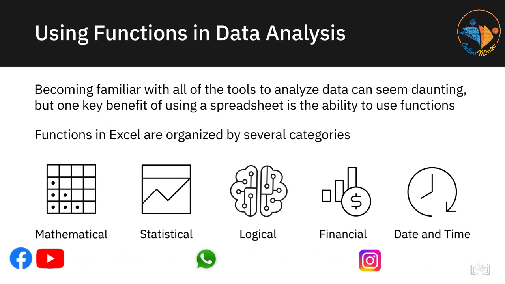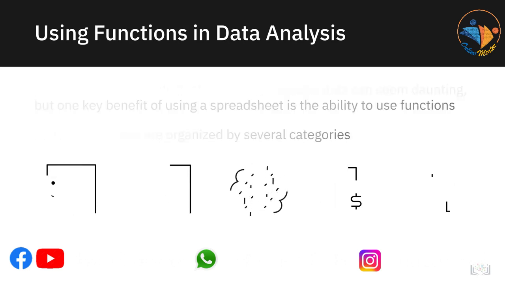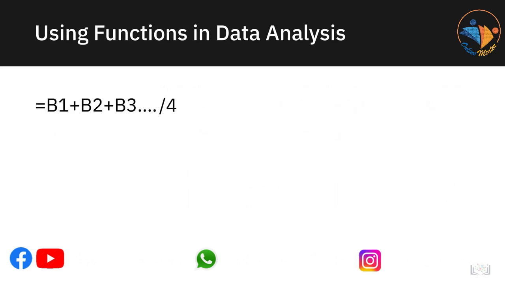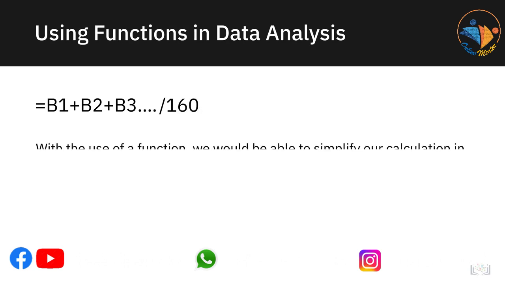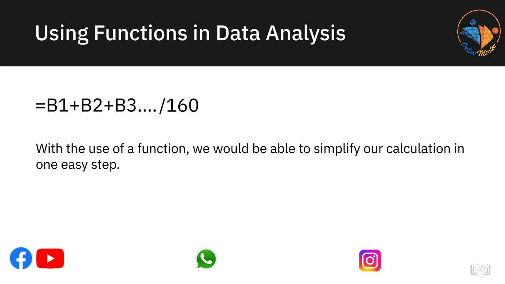In normal circumstances, to get an average, we would have to create a formula to add each row and divide by the total number of rows. This type of calculation would not only be very long, but can expose the analyst to possibly making a mistake. With the use of a function, we would be able to simplify our calculation in one easy step. Equals AVERAGE(B1:B160).